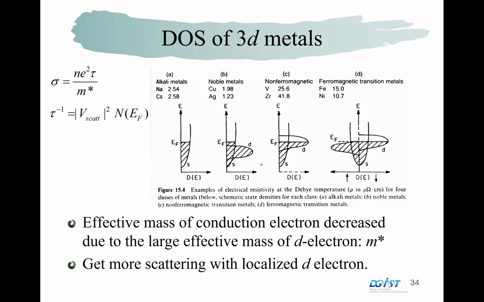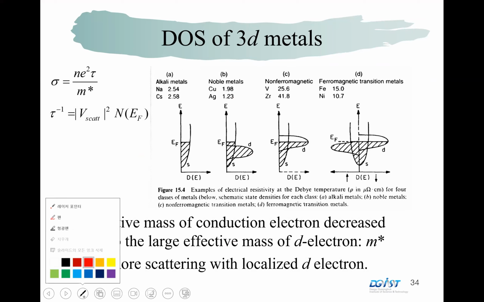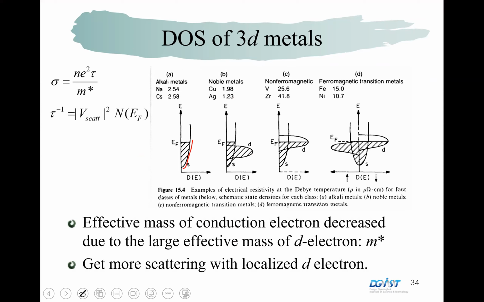So the density of state for the S band usually has such a broad shape. Actually, they have such a shape, but they fill out only this part. So all the conductivity comes from the Fermi surface electrons. The number of electrons at this Fermi surface is small, but the effective mass is small, so the conductivity of these alkali metals is usually good.